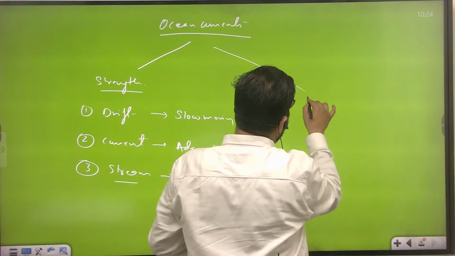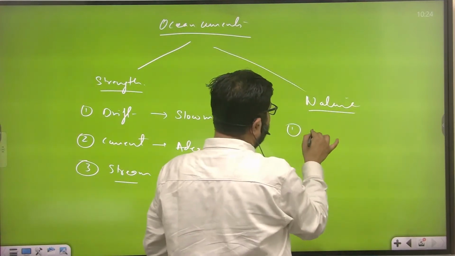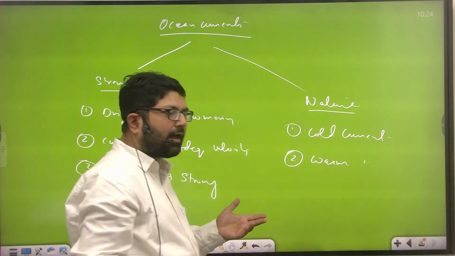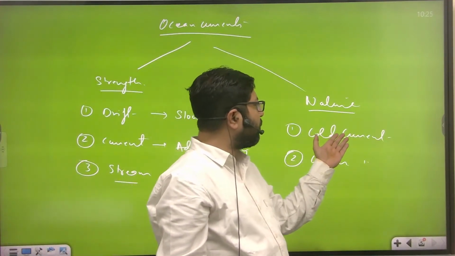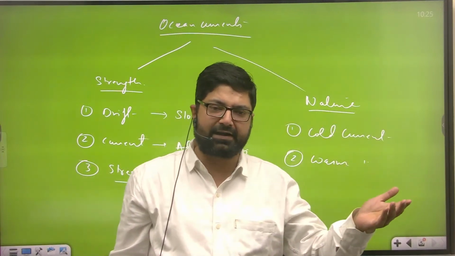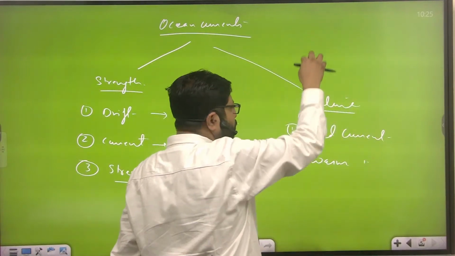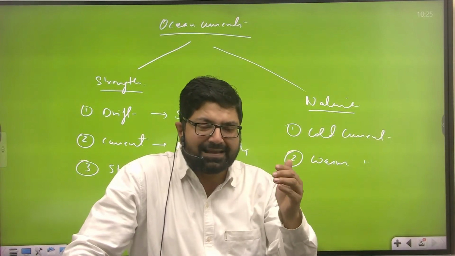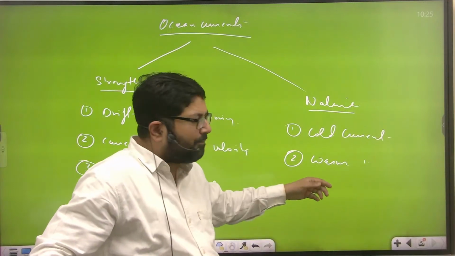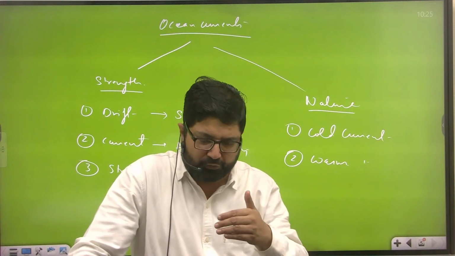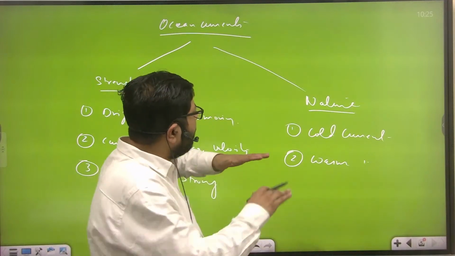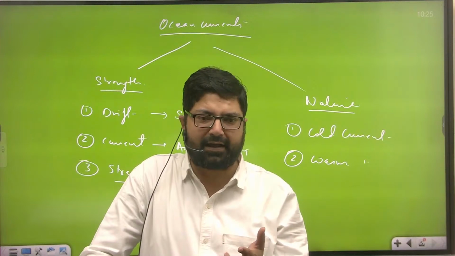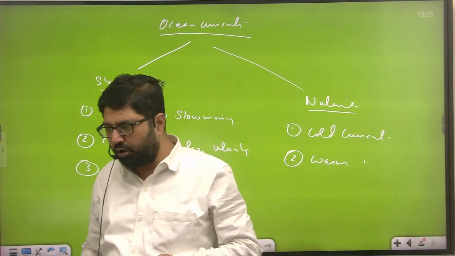On the basis of their nature, they are classified as cold current and warm current. Cold current, when the temperature of the ocean current is colder than the temperature of the ocean into which it moves. That means all the currents moving from poles to equator like Labrador current, Greenland current, Oyashio current are cold currents, because the water of the current is colder than the ocean into which it moves. Warm current, when the temperature of the current is warmer than the water body into which it moves. Like all the currents moving from tropics towards high latitudes are warm currents. So on the basis of the temperature of the water in the current vis-a-vis the water body into which it moves, they are defined as cold or warm current.